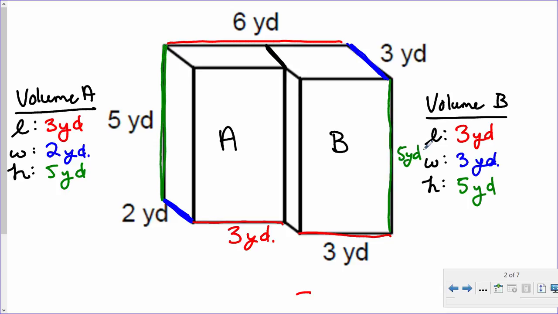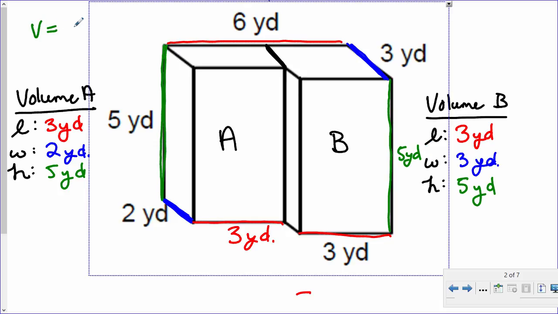Alright, now we have a length, a width, and a height for figure A, or rectangular prism A. And we have a length, a width, and a height for rectangular prism B. So I'm going to apply those volume formulas, and remember, it's V equals L times W times H. So 3 times 2 is 6. 6 times 5 gives me a volume of 30 cubic yards.